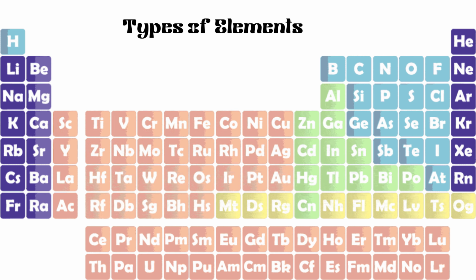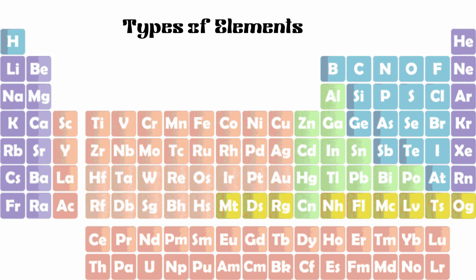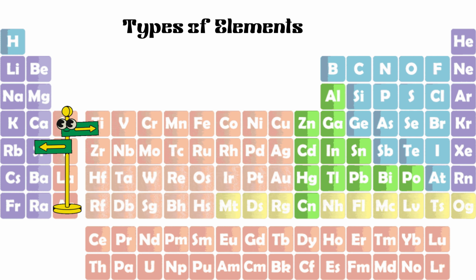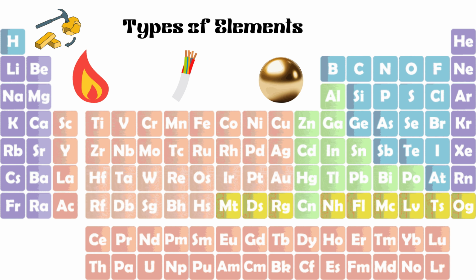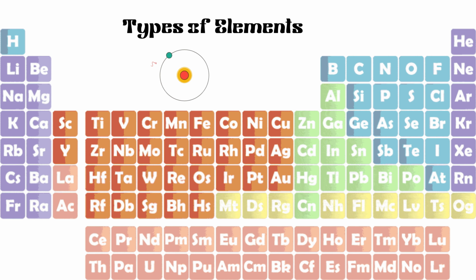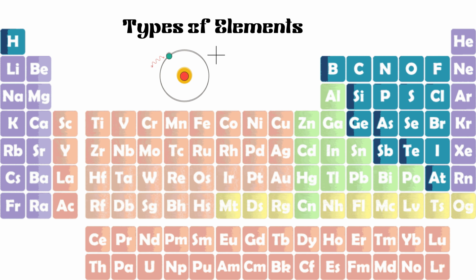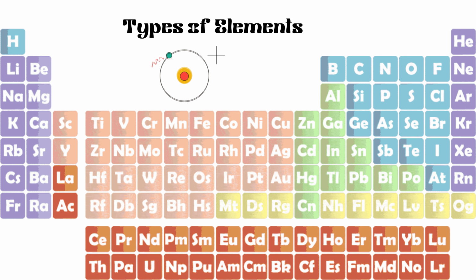Let's break down the types of elements. Metals are found on the left and center. They are shiny, malleable, and good conductors of heat and electricity. They tend to lose electrons and form positive ions called cations.